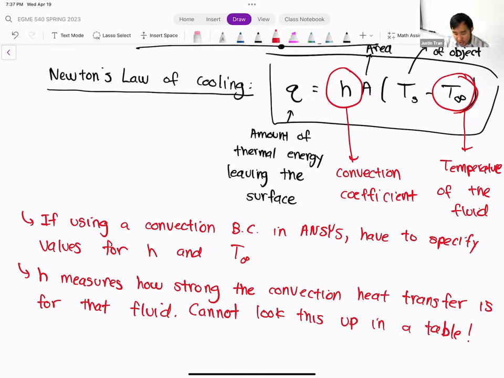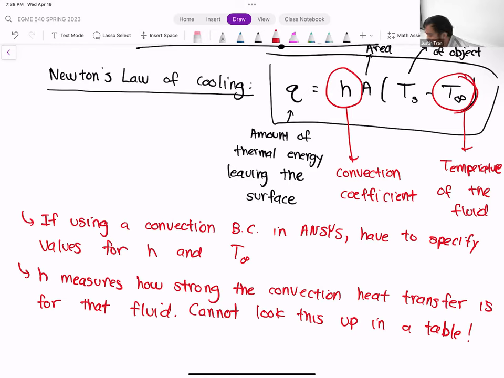And so if you can't look up H in a table, what can you really do? Well, unfortunately, even if you've taken a heat transfer class and even if you've learned some methods for computing H, those methods are still very limited, I would say. If you really want to get an accurate value for H, you have to run a fluid mechanics simulation on the side of your geometry, which is not really something that I'm going to expect you to do for this class.